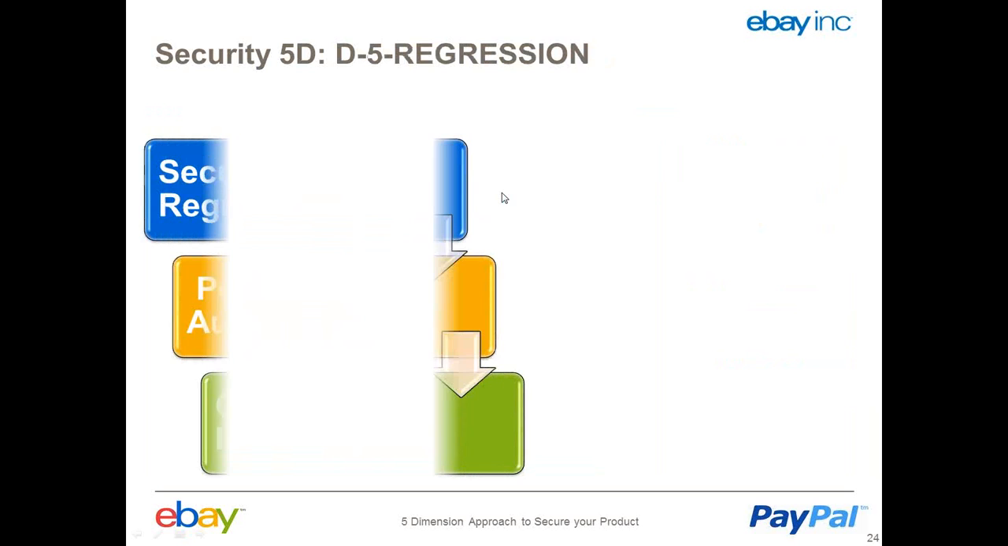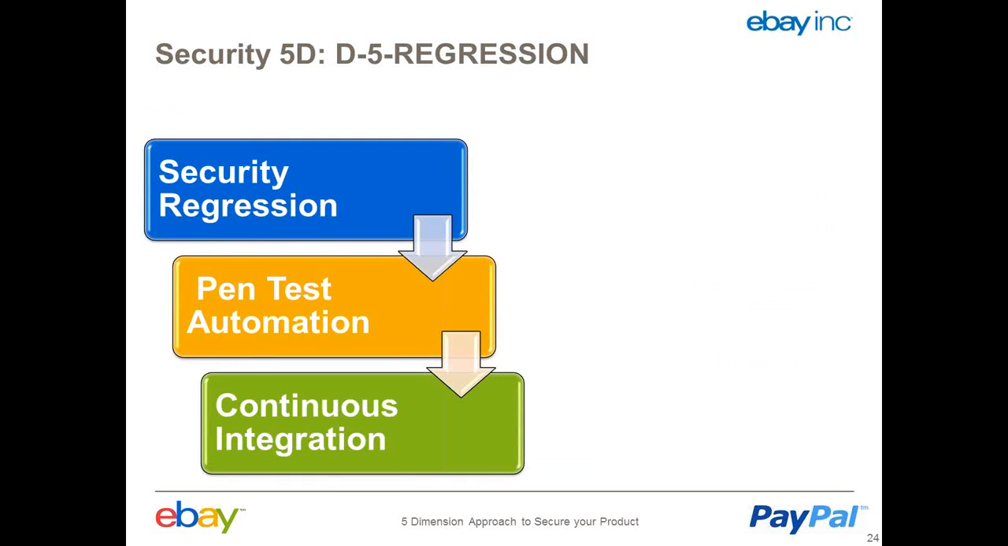Coming to the last dimension, which is the dimension of regression. This is where most people ask, what do you need regression for in security? Please remember, once security is protected, it doesn't mean it is protected forever. Any change in your product will also impact your security levels. So regressing in terms of security is very, very important. In terms of that, having pen test automation will help you.